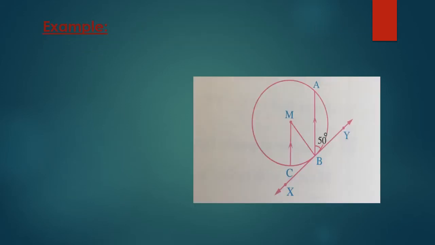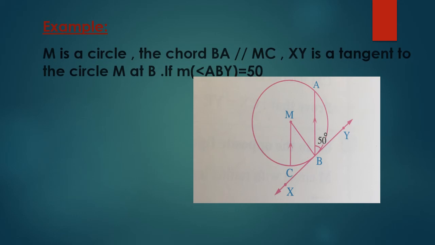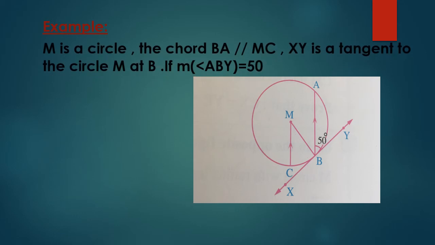Example number 1. In the opposite figure, M is the circle, the chord BA is parallel to MC, XY is a tangent to the circle M at B. If the measure of angle ABY equals 50, find the measure of angle CBX.